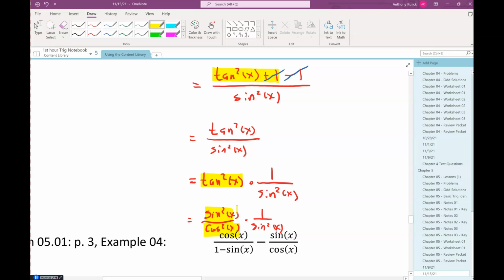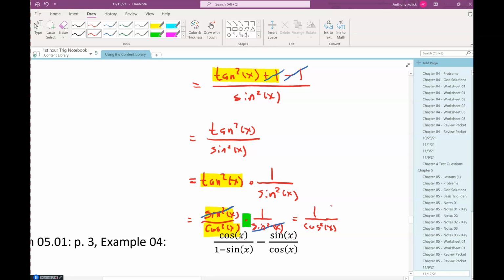Now, why was it helpful to do that? It seems like, Mr. Kulik, this looks like it's getting more complicated. What advantage did I get by doing this? Great, yeah. Since there's multiplication in between these two fractions, I can cancel the sine squared in the numerator with the sine squared in the denominator. When I do that, what am I going to be left with? What's in the numerator? A 1. What's in the denominator? Cosine squared x. Very good. Does everybody see that?